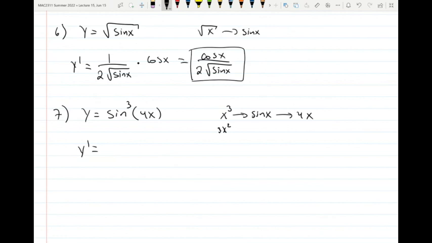So y prime is gonna be equal to 3. Now, of course, you have to plug in everything that is after that. So that means collapse all of this together, you get sine of 4x. You understand what I'm saying? Just put one function inside the other one from right to left.